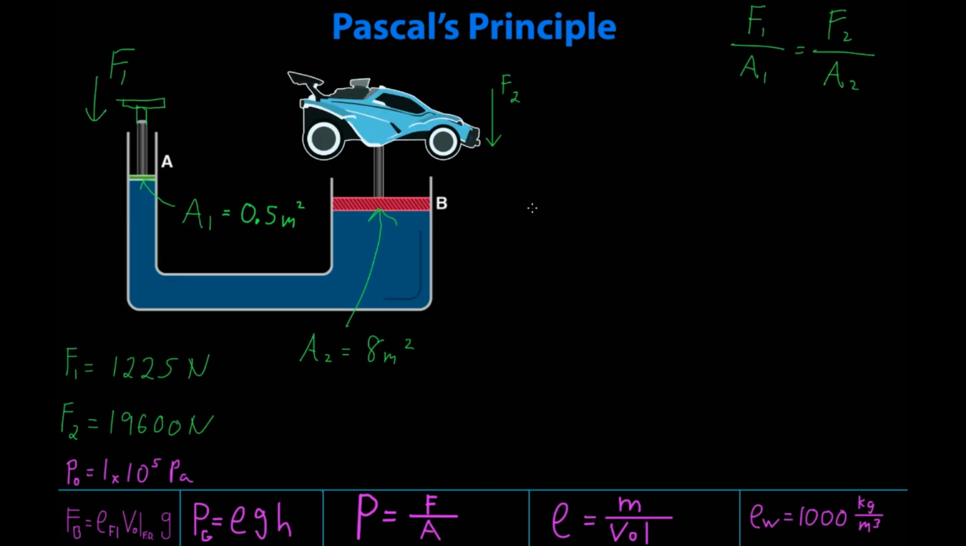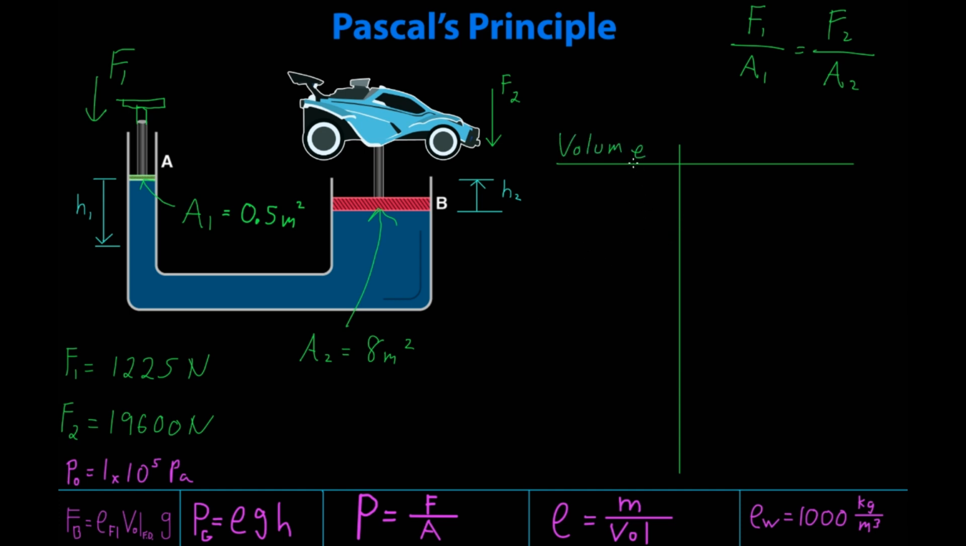All right, so I'm going to move some things around here so we have some space, and I'm going to ask a question. And that question is going to be, if you push this piston down, which I'll call height 1, how much does this piston rise, which I'll call height 2? In other words, the whole point of this problem is to lift the car. Well, how much would the car actually be lifted?